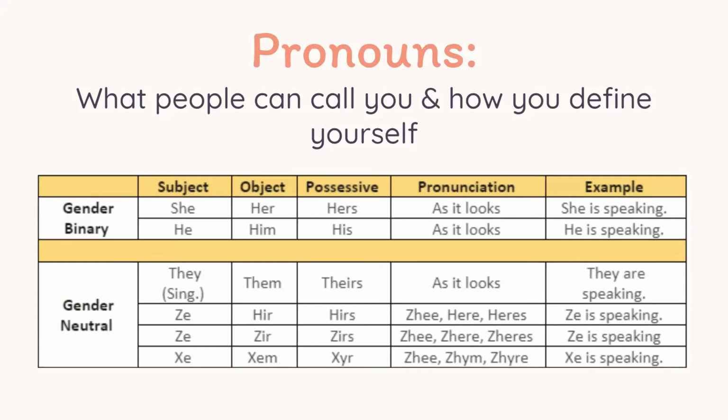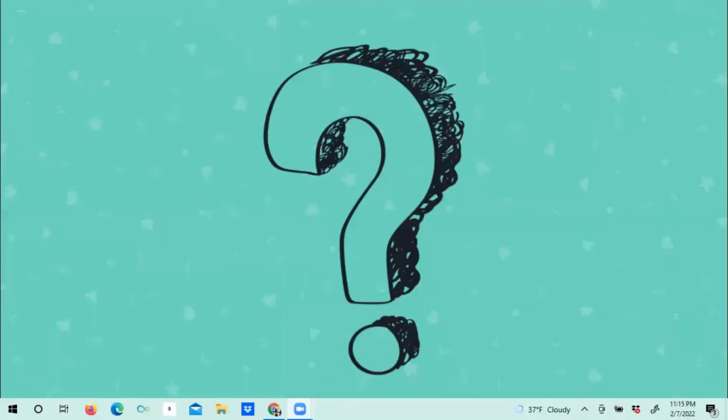So pronouns are what people can call you and how you define yourself. They're the way people address themselves and others. This is in relation to their gender and comfort, considering some people choose to use different pronouns in different social situations based on how safe they feel. Let's take a moment to think about the differences between sex, gender, orientation, and expression.